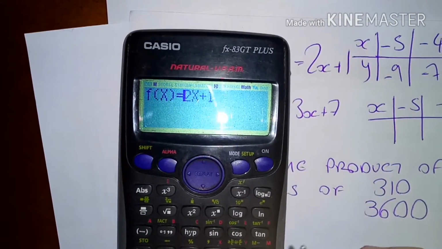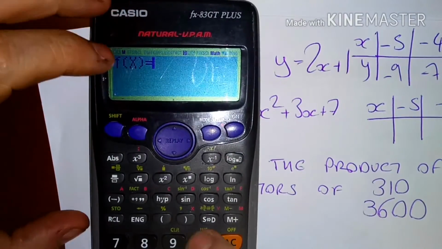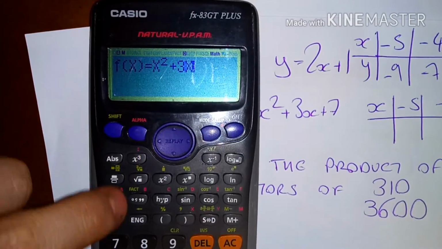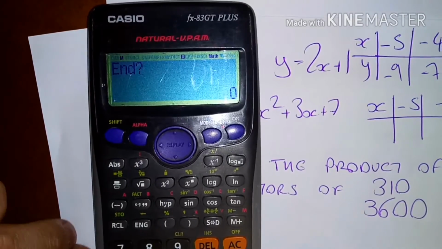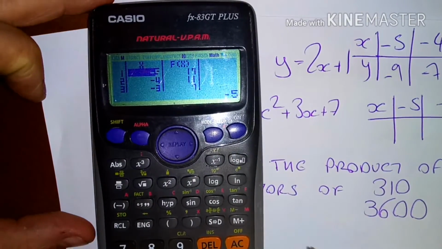Okay, I can actually do it for quadratic ones as well, just in exactly the same way. So if I just press clear, I can just do my x squared. So I'll use the same x, which is just alpha x, do the squared button, plus 3x, plus 7. It'll ask me the same questions. So -5, my end here is actually -2. Step up in 1.